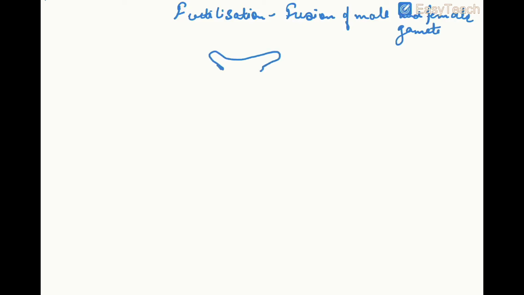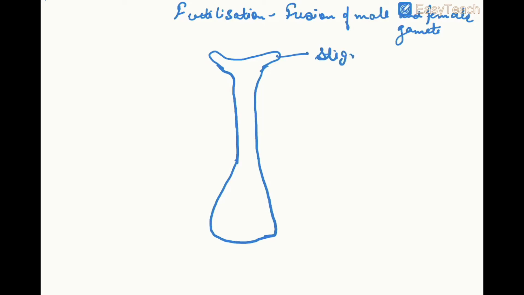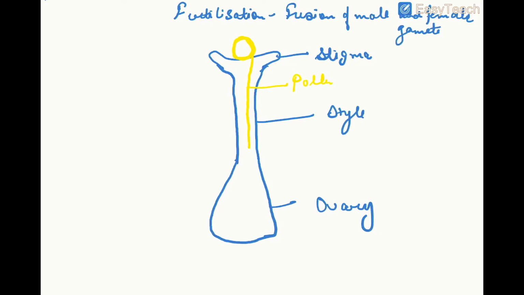Now let us talk about fertilization. Fertilization is fusion of male and female gamete. We already know that this is the stigma, this is the style, and this is the ovary. Now the pollen grain has landed on the stigma with the help of pollination. Now this pollen grain will produce a tube which is known as pollen tube. Now inside the ovary there is ovule, and inside the ovule there is a structure called embryo sac.